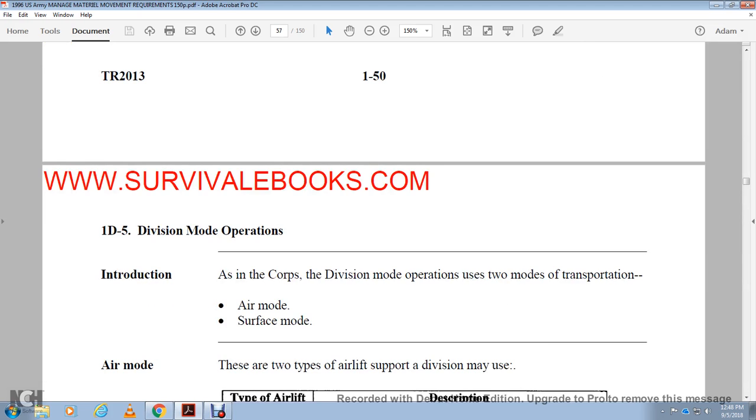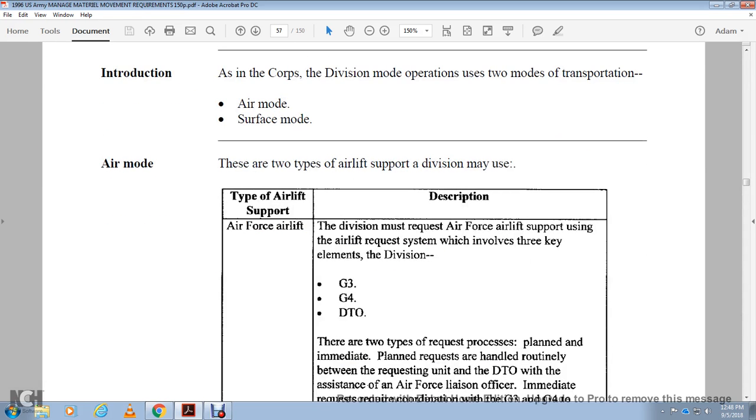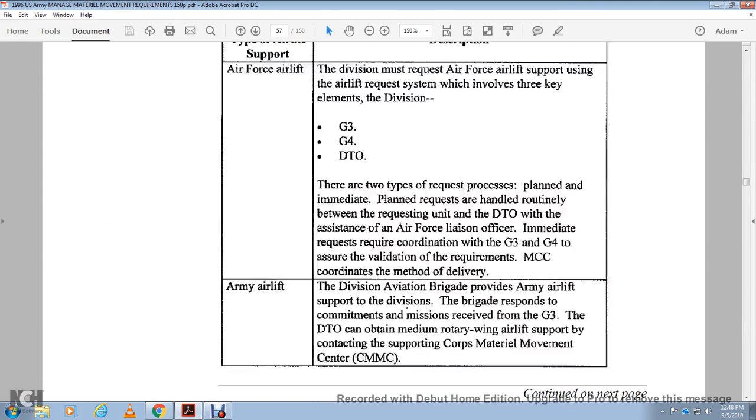Alright, 1D5 division mode operation. Assignment of the corps division mode operation: two modes of transportation, air mode and surface mode. Two types of airlift support the division: the division Air Force lift, where the division may request Air Force lift support. The airlift request system is involved with three key elements: G3, G4, and the Division Transportation Officer.